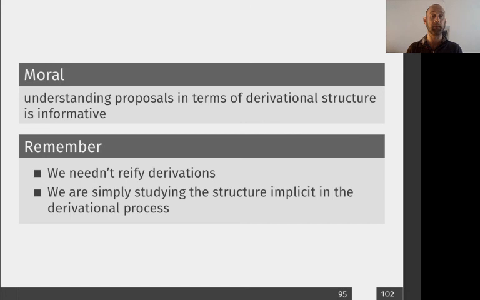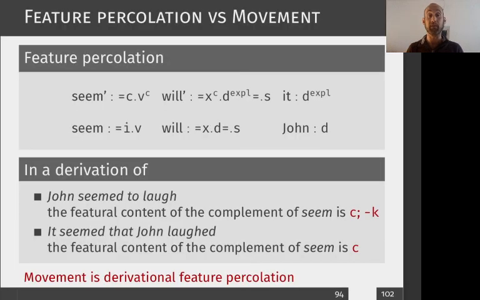Okay? It doesn't matter if we say these are real or these are not real, because that same structure is going to be there. And it's still going to be true that movement is a form of derivational feature percolation, regardless of whether or not you want to reify derivations. If you don't, if you think that derivations are just processes, that same information is being kept track of.